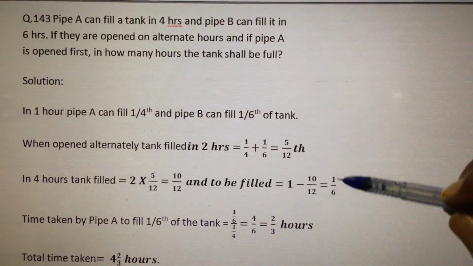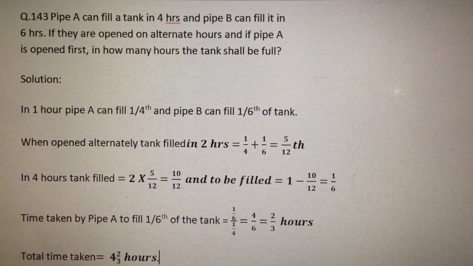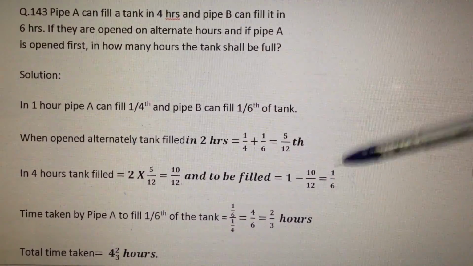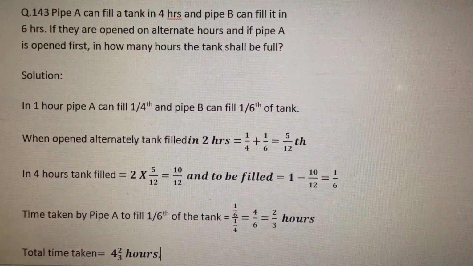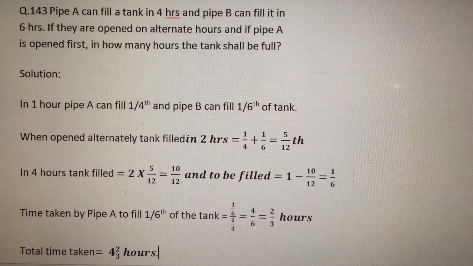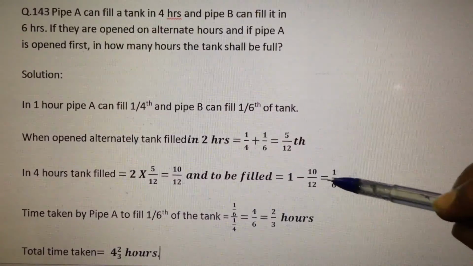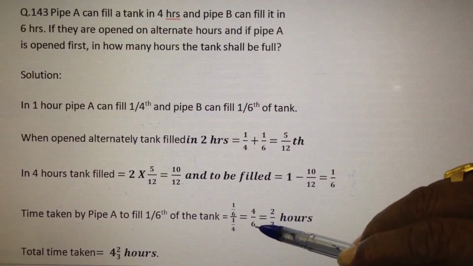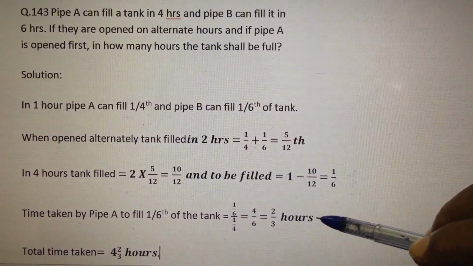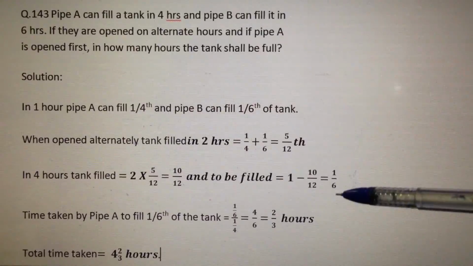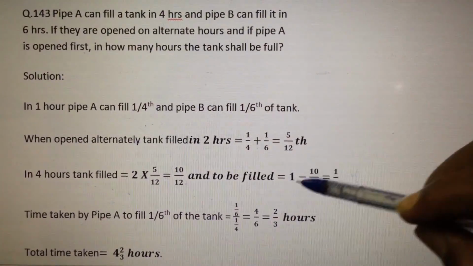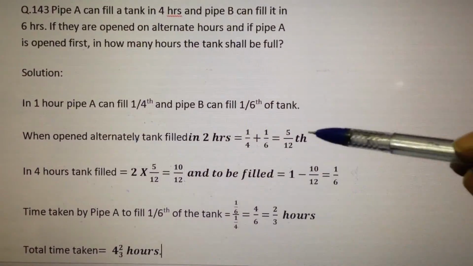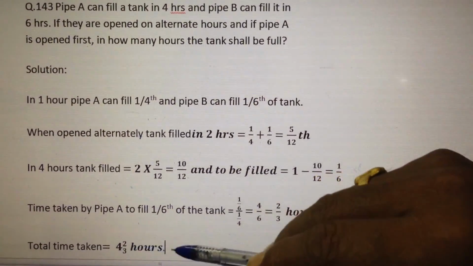Now, this has to be filled by pipe A, because first starting with pipe A, next pipe B, next pipe A, pipe B, again now pipe A. Therefore, time taken by pipe A to fill 1/6 of the tank is equal to 1 by 6 by 1 by 4, which is equal to 4 by 6, which is equal to 2 by 3 hours. Therefore, total time taken to fill the tank is 4 hours here, 4 hours here, plus 2 by 3 hours here. That is 4 hours, 2 by 3 hours.